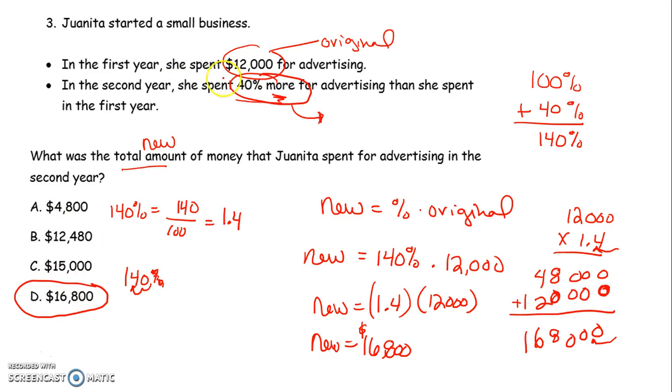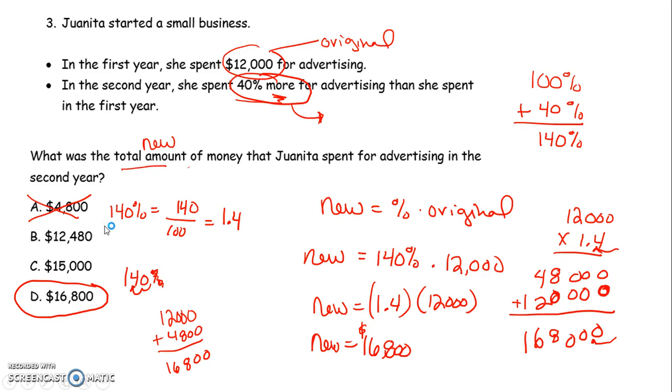40% more would be $16,800. If she's spending more that second year, and you want to know the new amount of money she spent in advertising that second year, that first answer did not have a shot. She just didn't have a shot. That might be the amount of increase. If you take 12,000 plus your 4,800, this is why they give these answers here. That would be actually the amount she increased. Your final answer is 16,800.